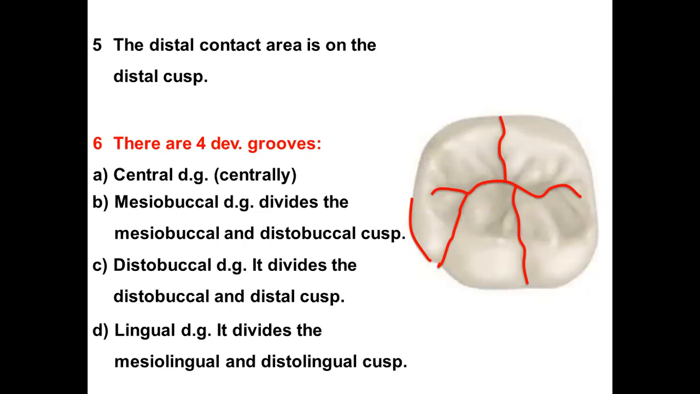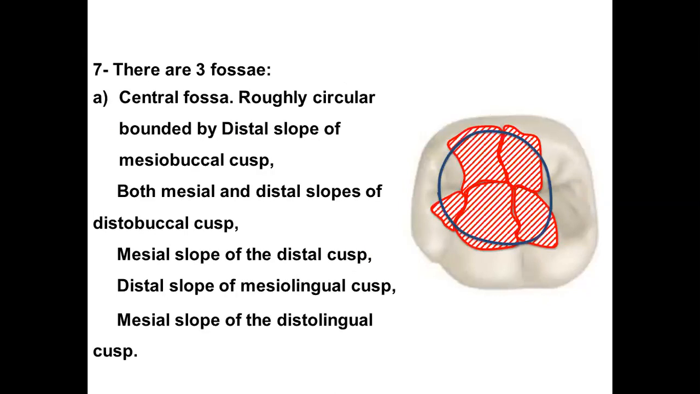Then there is a lingual developmental groove which divides the mesiolingual and the distolingual cusp. So we have 4 grooves: central, mesiobuccal developmental groove, distobuccal developmental groove, and lingual developmental groove. Okay, so we have 5 cusps and we have 4 developmental grooves in the occlusal anatomy. When we talk about fossa, in the occlusal anatomy, we'll see 3 fossa. One is the central fossa, and the other 2 fossas are mesial triangular fossa and the distal triangular fossa.